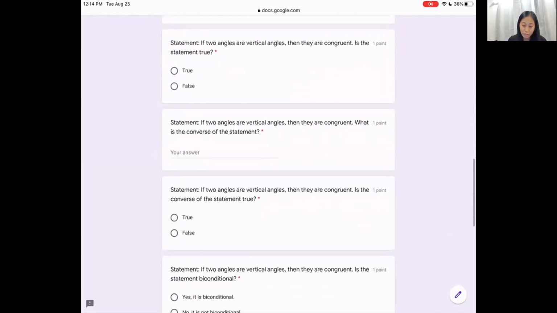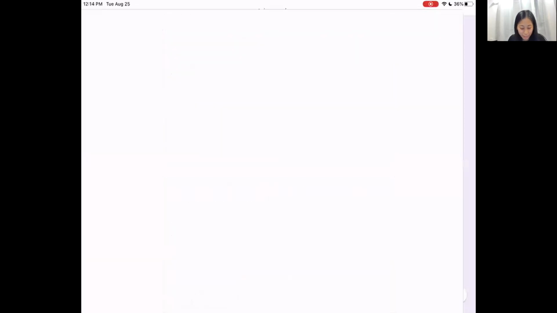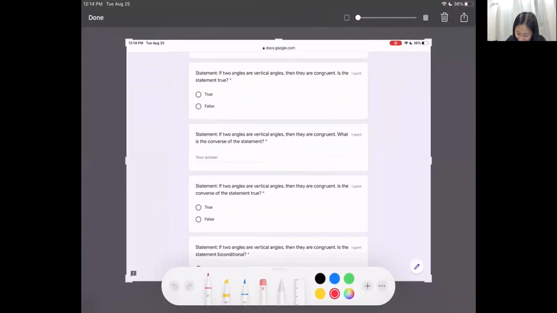Statement, if two angles are vertical angles, then they are congruent. Is this true? You might not remember what vertical angles are. I'll draw you some. Okay, vertical angles are like, if you have two lines intersecting, vertical angles are the ones right across from each other. So those two blue angles are vertical angles.